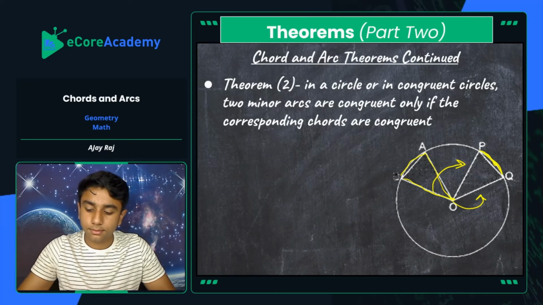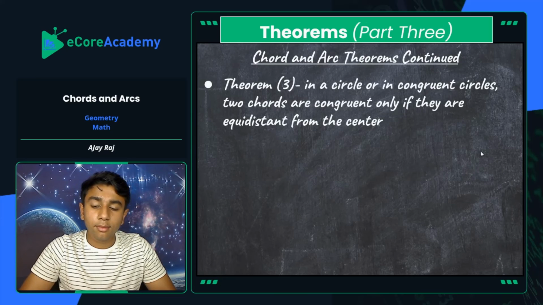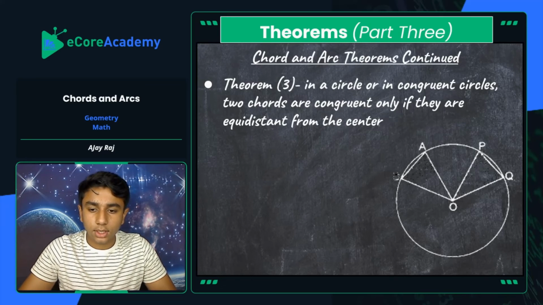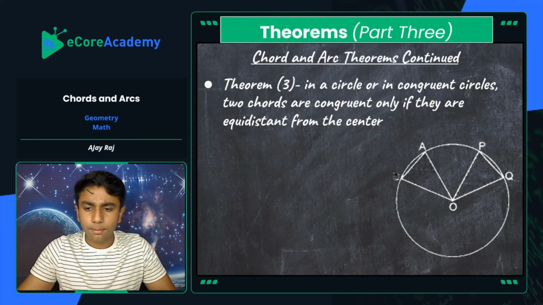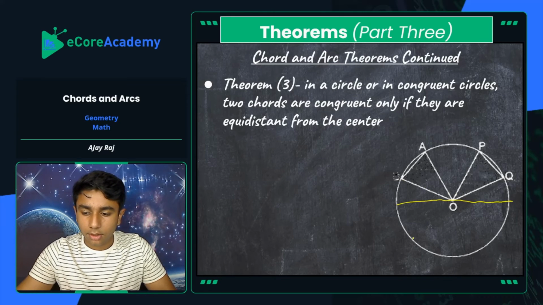Very straightforward. Theorems part 3, chord and arc theorems continued. Theorem number 3 states that in a circle or in congruent circles, two chords are congruent only if they're equidistant from the center. So all it's saying is, basically, if you have chords, or radii in this case, which I will draw across, say for example a chord like a diameter here and maybe another diameter here.